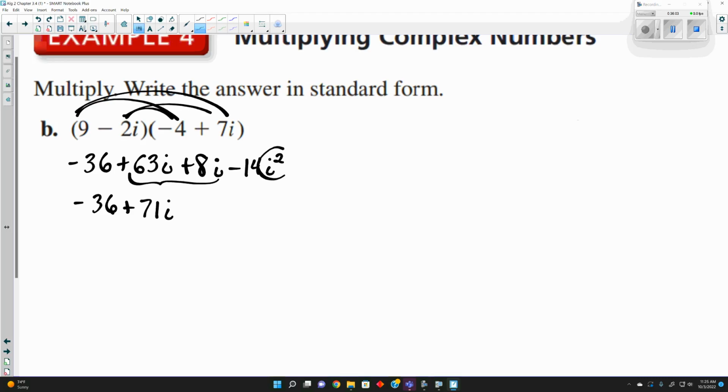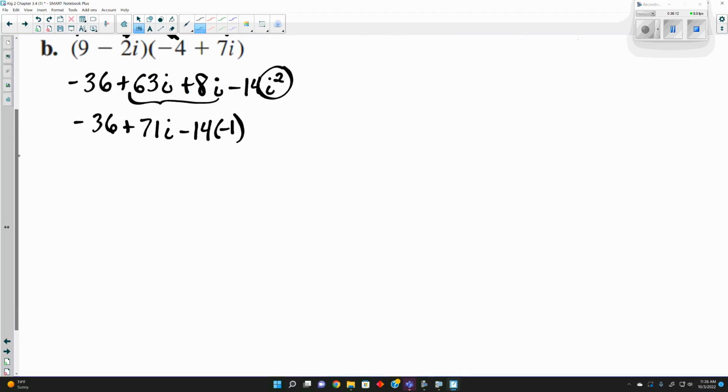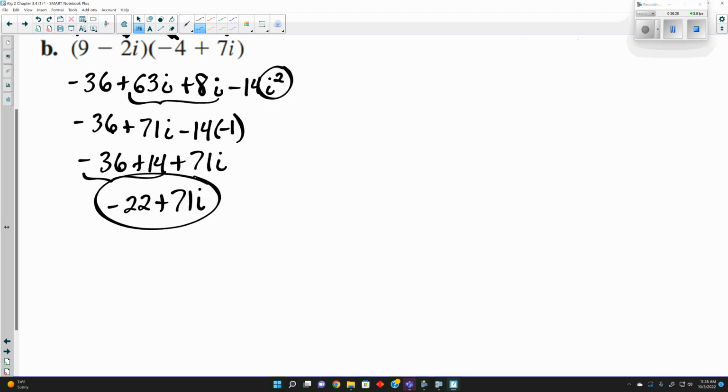71i. Now again, I can't leave this as i squared, because i squared is just negative 1. Because negative 14 times negative 1 is going to be positive 14. Which is going to give us negative 22 plus 71i. And again, just like with the ones we did on the previous one, we can type this into the calculator.